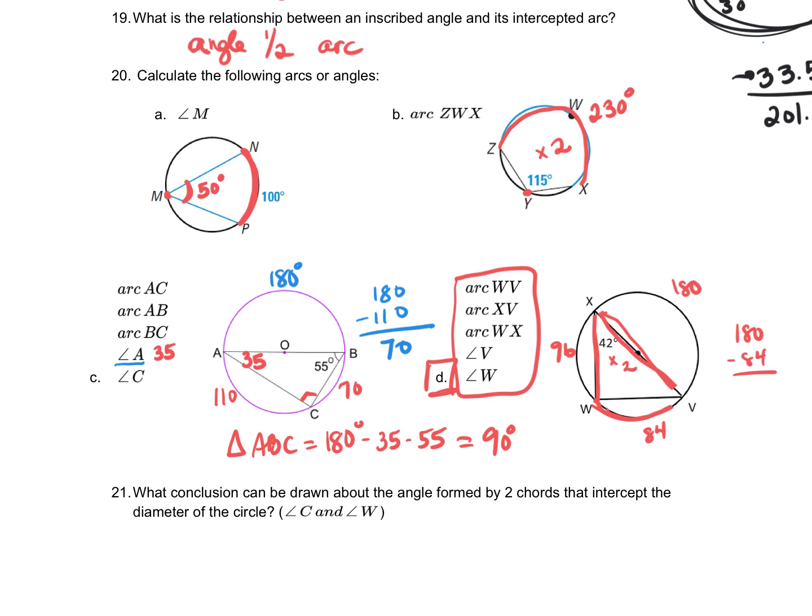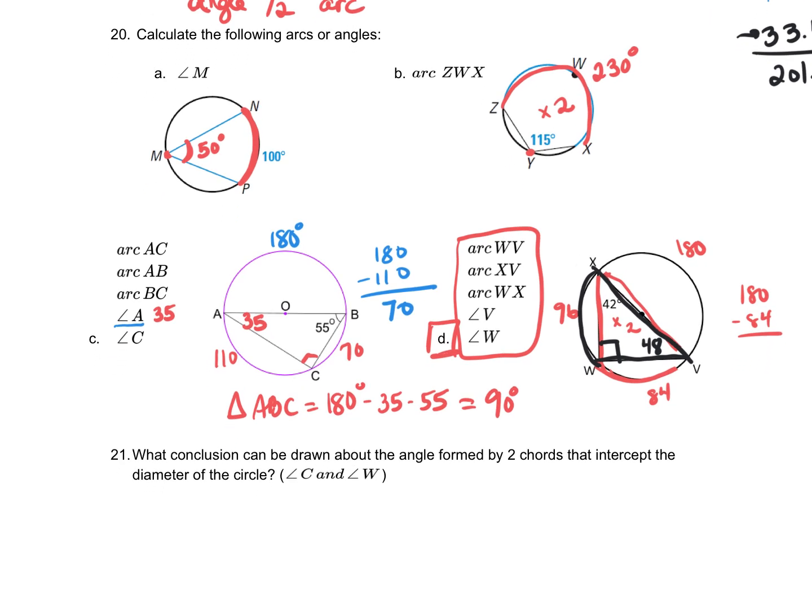And XW creates angle V. So the inscribed angle is half the arc. So that's going to be 96 divided by 2 to give me angle V of 48. And again, I have a triangle. So 180 minus 42 minus 48 gives me 90. So angle W is a 90-degree angle.